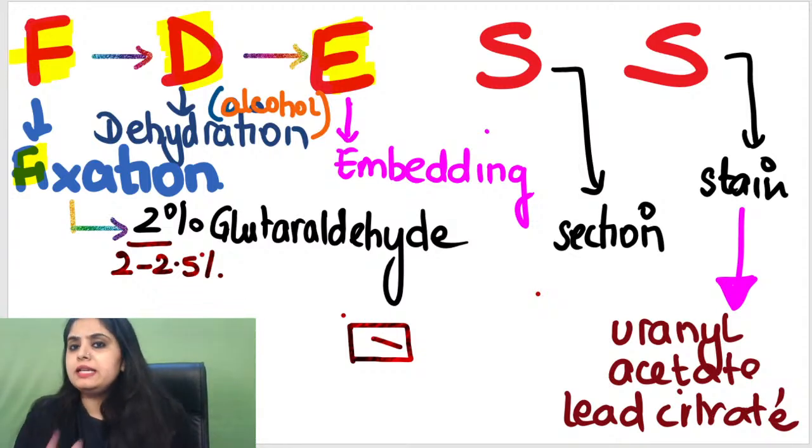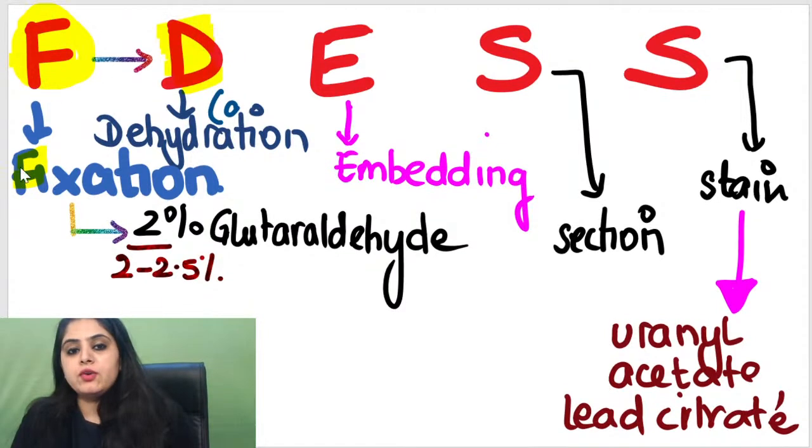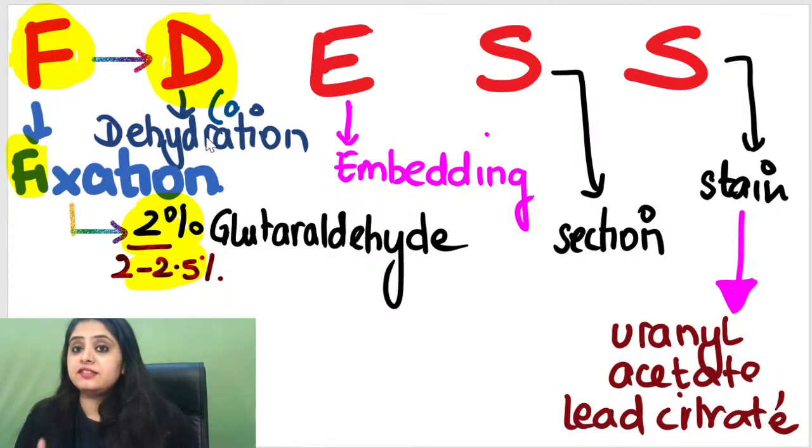I'll quickly repeat whatever I had told you up till now. First, what had we discussed? The first step that I have is fixation. How do I carry out the fixation? We carry out the fixation by a chemical known as 2 to 2.5% glutaraldehyde. Coming to the next step after fixation, dehydration. What do you understand by dehydration? Taking out all the water from the tissue.